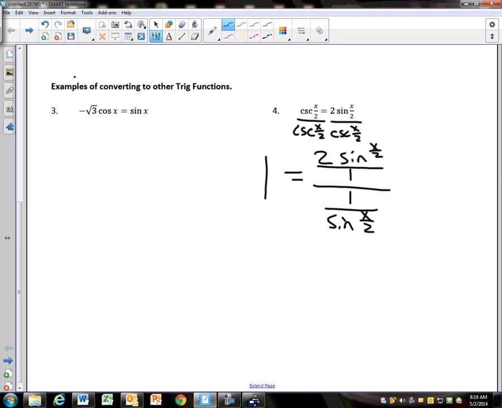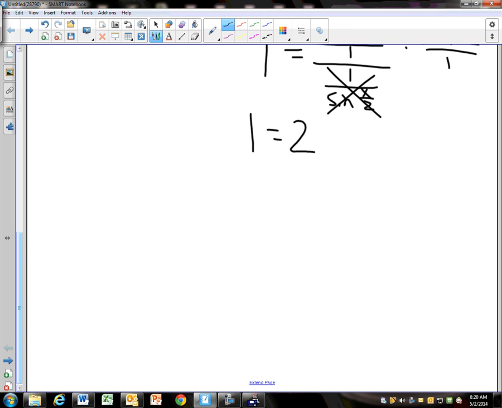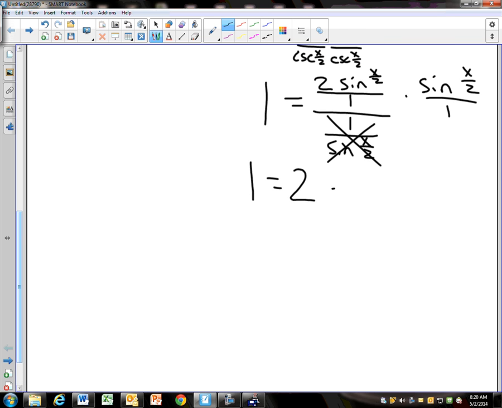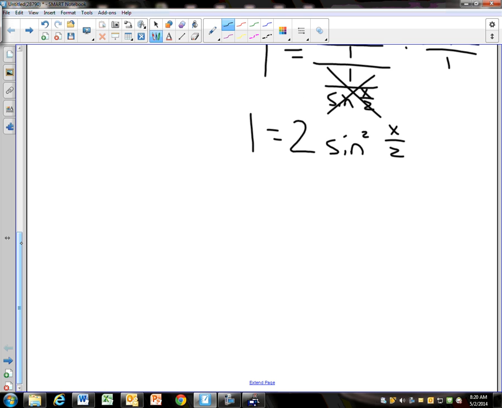So if I want to simplify that, I multiply by the reciprocal times sine of x over 2 over 1. And you get 1 is equal to, I have 2 times sine, what? Yep, sine squared. Sine squared of x over 2. So that's what I need to solve for now. So I've renamed the equation to look like that.